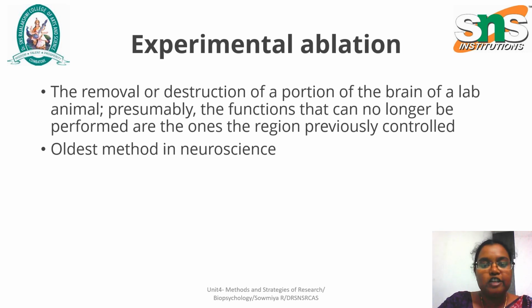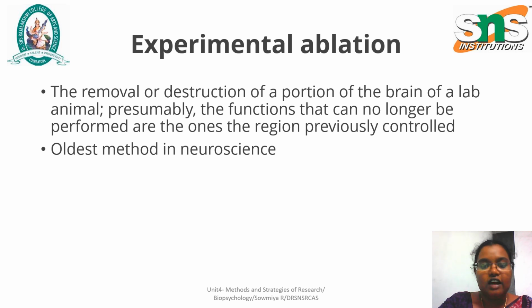Chemical ablation. This involves the injection of neurotoxins or other chemicals into the brain to destroy specific neurons or brain regions. This technique is less invasive than surgical ablation but can be more difficult to control. Electrolytic lesion. This method involves the use of electrical current to destroy brain tissue. It is often used to create small, well-defined lesions.